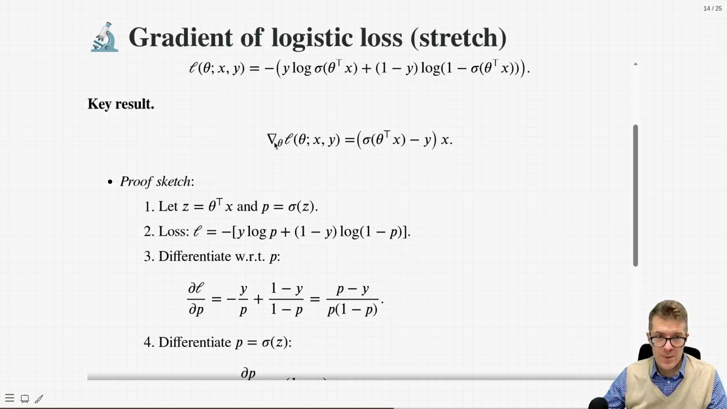So this upside down triangle, sub theta, means the gradient with respect to theta, right? The partial derivative of my function, which is my loss function, with respect to theta. Again, we saw this earlier.